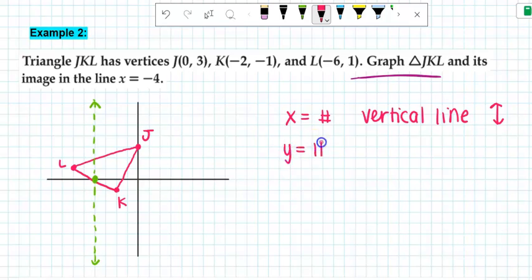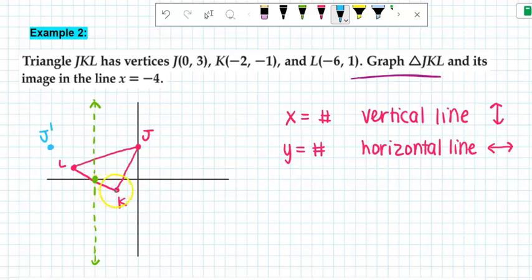If it's y equals a number, it's going to be horizontal, going left and right. Okay? So then we still have to actually reflect it. We haven't done anything yet. So remember, our biggest thing is that our points have to be on the other side of our line, but the same distance away. So if we start with J, we can see that J is to the right of our line. Exactly 1, 2, 3, 4 blocks. So we're going to count the opposite direction, 1, 2, 3, 4, to the left side of our line, and J would move over there.